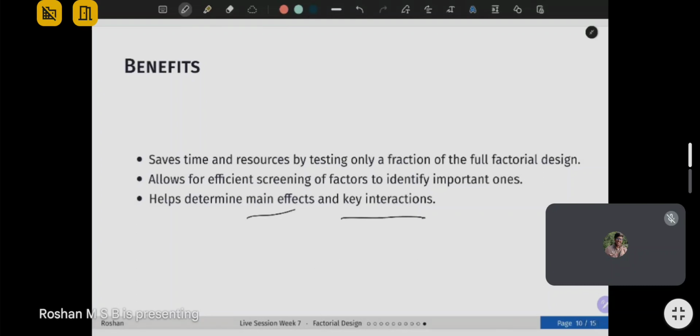But at the cost of? So the fractional factorial design might not test all the combinations, right? There might be one combination that has been missed, that might be the optimal. It may not always guarantee that the optimal combination is identified. It might be near optimal. So that is the only drawback, I would say.